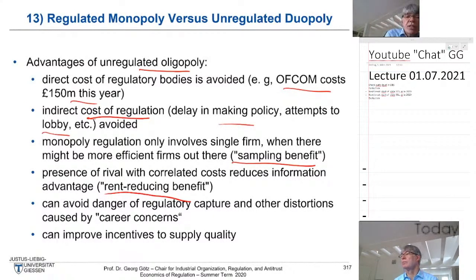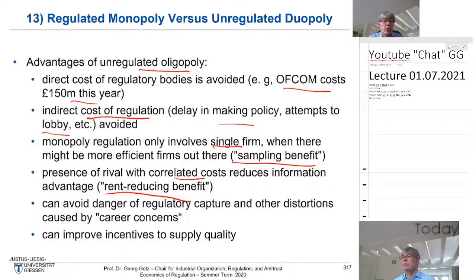So monopoly regulation typically involves a single firm. And of course, if there are several, you have the higher chance that you get a low-cost one. This would be the sampling benefit. And at the same time, of course, if you have several rivals where the costs are somehow correlated, you know from the cost of the one firm almost, or very well, the cost of the other firm. And this reduces the information advantage, and you get the so-called rent reducing benefit. Of course, the danger of capture is lower because now you don't know which of the 2 or 3 or 4 firms in a market you as a regulator should benefit, because it might be that the other firm is the one who really is the most important in a market and so on.